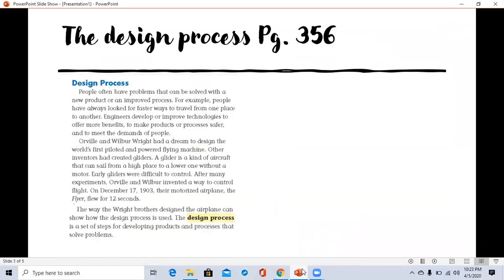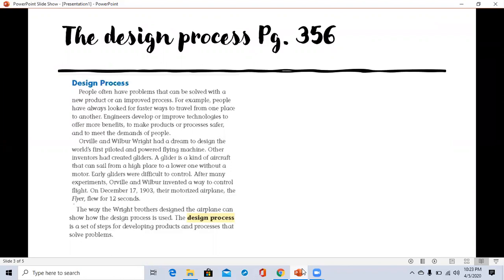The design process. People often have problems that can be solved with a new product or an improved process. For example, if people always look for faster ways to travel from one place to another, engineers develop or improve technologies to offer more benefits, to make products or processes safer, and to meet the demand of people.